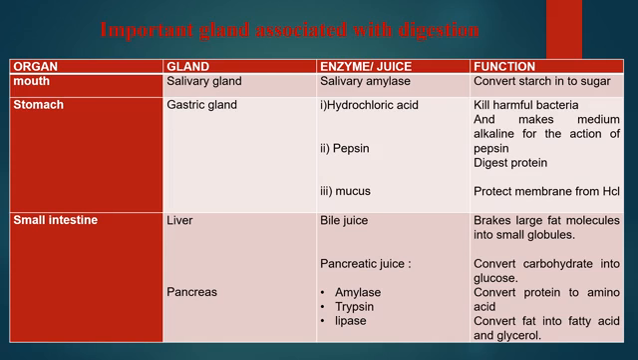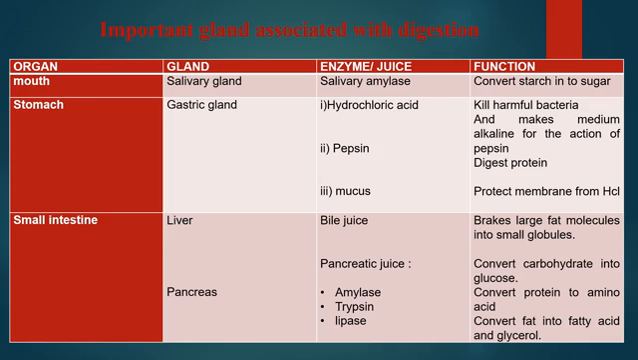Then this food passes to the small intestine, where the two glands, liver and pancreas, secrete different enzymes. The liver secretes bile juice, which helps in breaking large fat molecules into smaller fat. The pancreas secretes three types of enzymes: amylase, trypsin, lipase. First, amylase converts carbohydrate into glucose. Second enzyme is trypsin, which converts protein into amino acids. Third is lipase. It converts fat into fatty acids and glycerol.